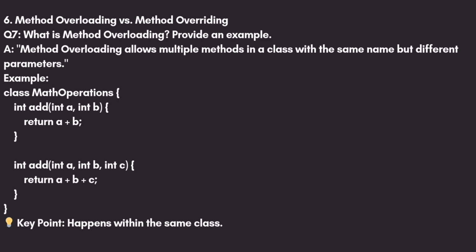In method overriding, we have the same method in parent and child classes. It can be called runtime polymorphism. Method overloading versus method overriding. So what is method overloading? Provide an example. Method overloading allows multiple methods in a class with the same name but different parameters.